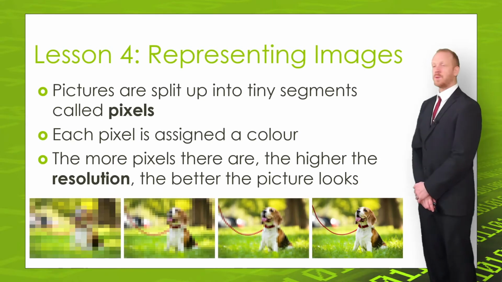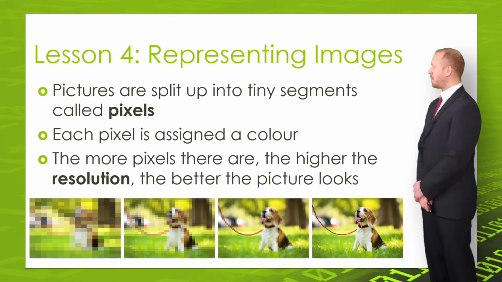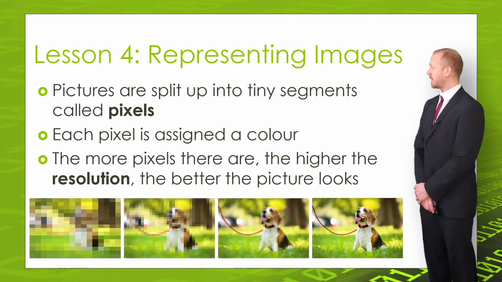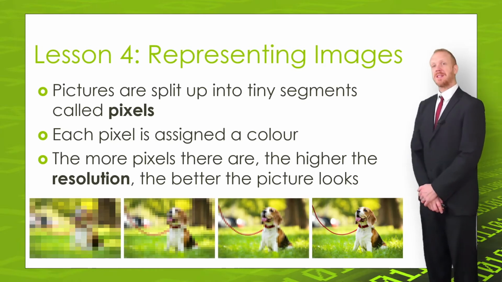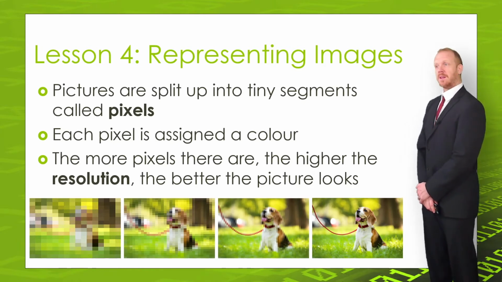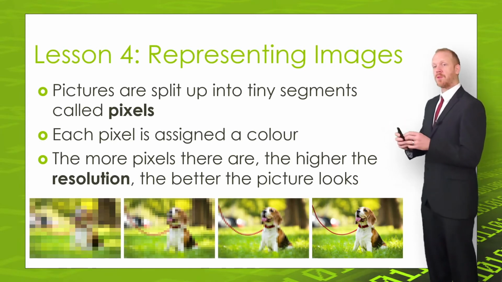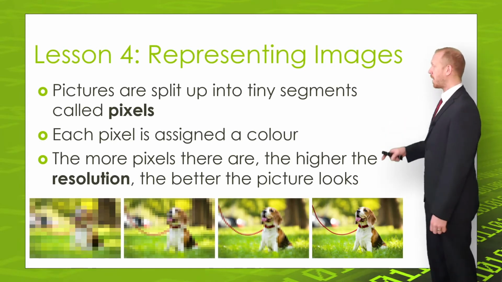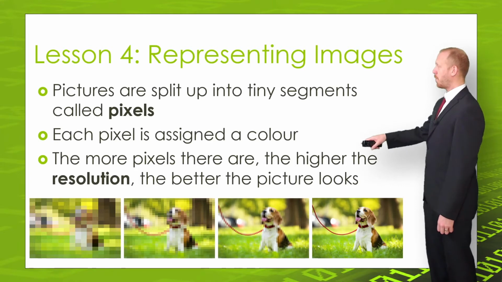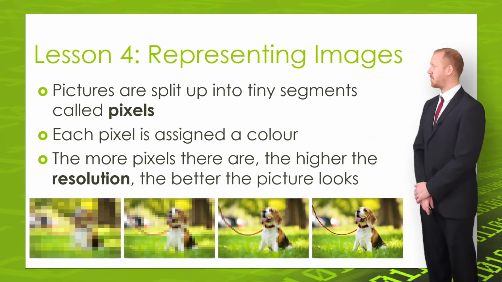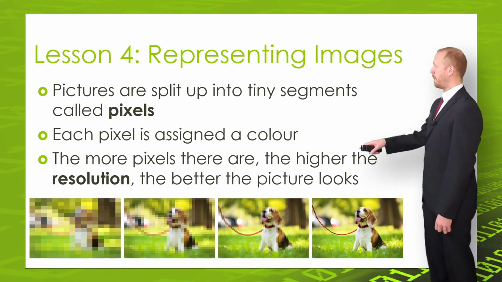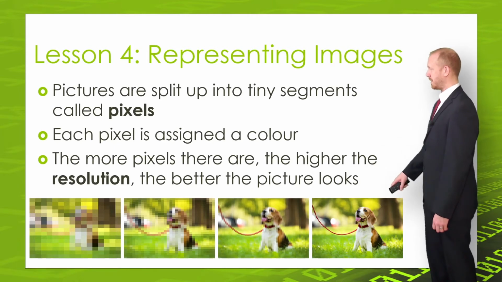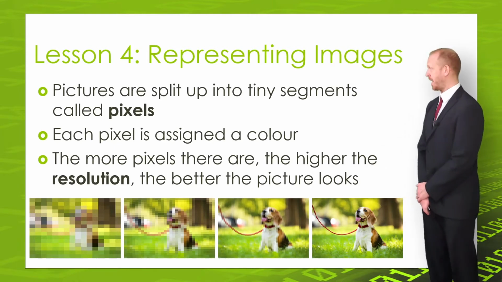Lesson 4 was representing images. Images were a little more complicated than text. We had to take an image and split it up into pixels. By making a smaller and smaller grid with smaller and smaller pixels, we get closer and closer to the original image. That one over there on the left is a very low resolution image. You can barely make out it's a dog. We add more pixels, more pixels, more pixels. By the time we get to this one, it's very clear what the image is.